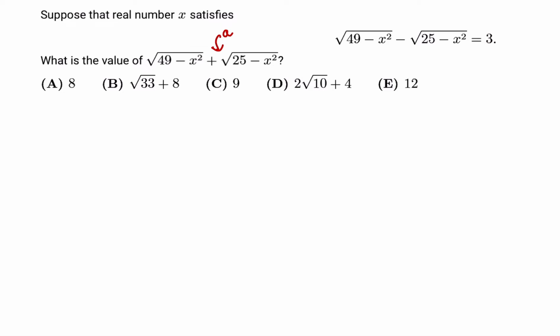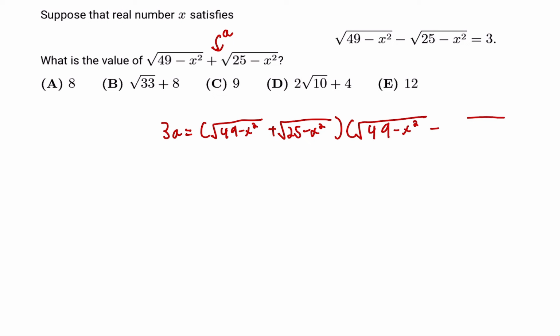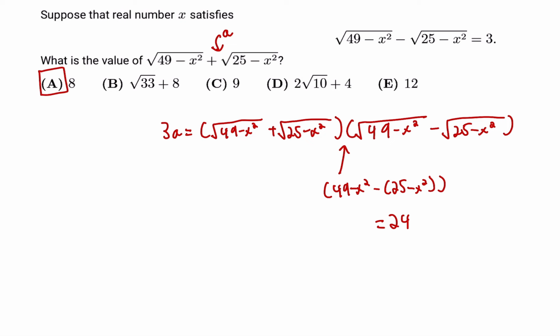So if we multiply them, then we get that 3 times a is equal to square root of 49 minus x squared plus the square root of 25 minus x squared times the square root of 49 minus x squared minus the square root of 25 minus x squared. So this is the difference of squares factorization. And this side equals the square root of 49 minus x squared squared, which is just 49 minus x squared, and then minus 25 minus x squared. And this equals 24. So therefore, a is equal to 8. Next problem.